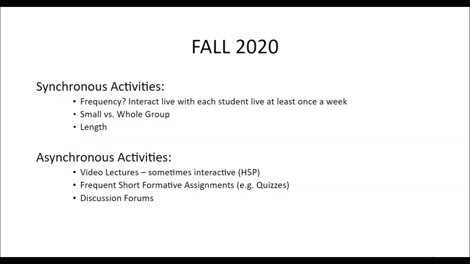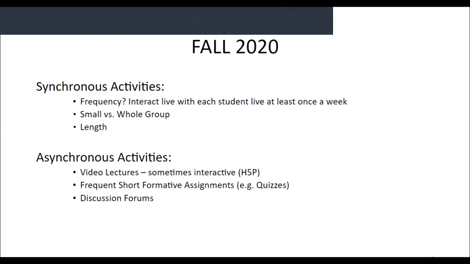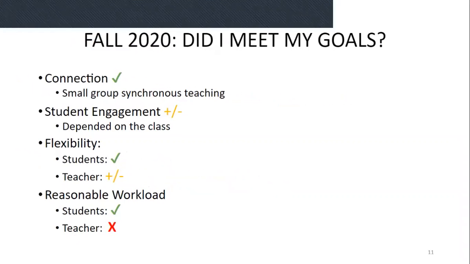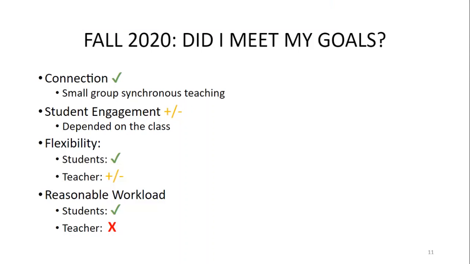So maybe I'll ask Ahmad to go to the next slide so we can look at how I achieved and did not achieve my original goals, right? So in terms of connection, I really think that the small group synchronous teaching was successful, and it made me feel more connected. I got a lot of student feedback. I asked for feedback at the end of the semester and about halfway through, and most of the students that responded really appreciated meeting in small groups. They were always meeting in the same groups, right? And they felt that it kept them more connected to me and to other students. So on that level, I think it was successful.